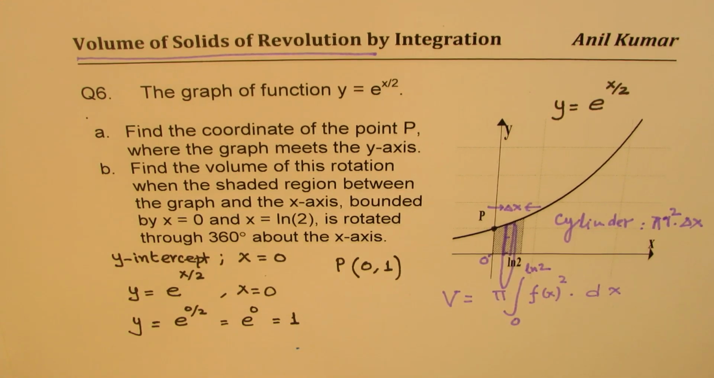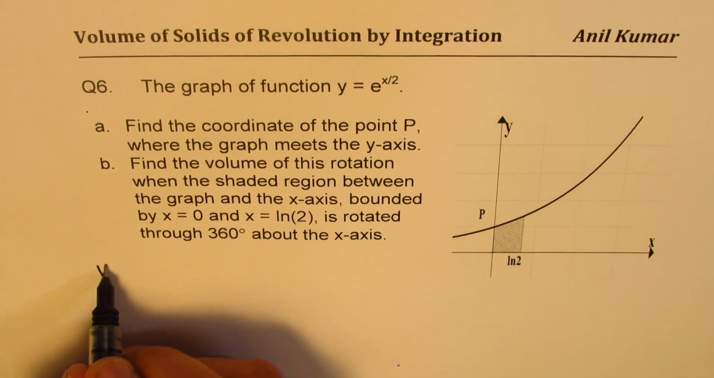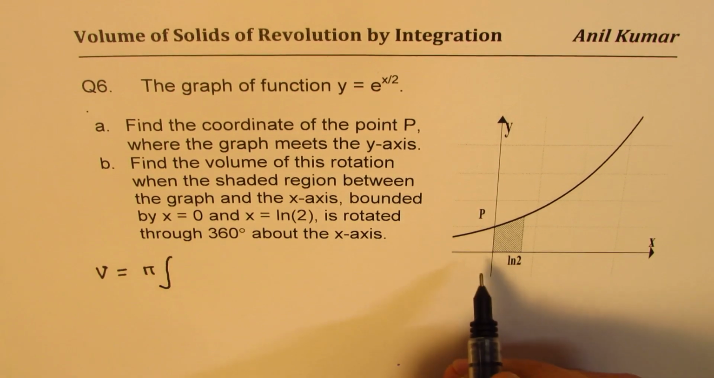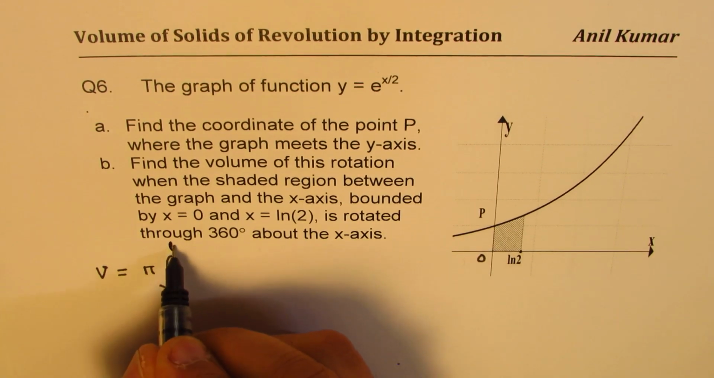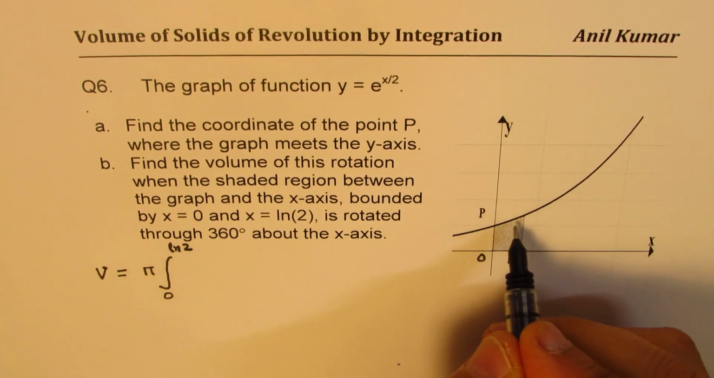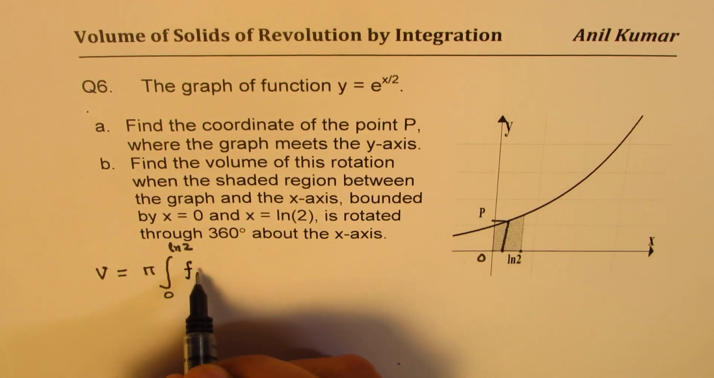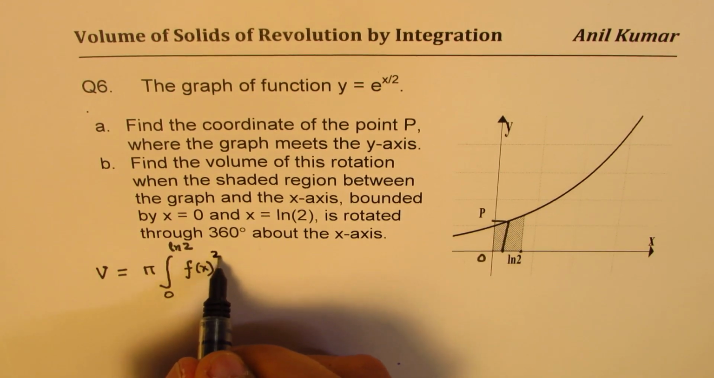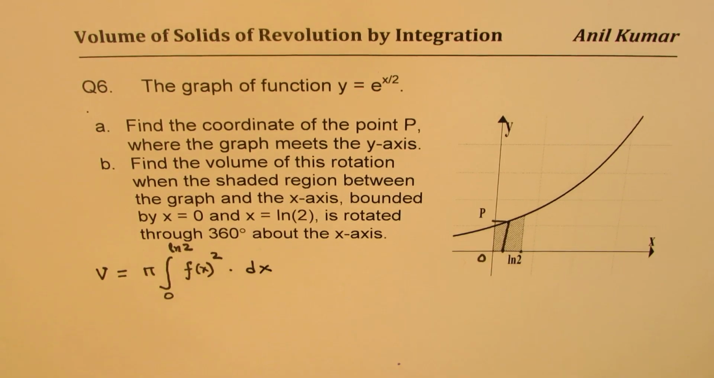I'll do it on a fresh page. Okay, so the volume for this will be equal to pi times the integral from 0 to ln 2. The height at any point will be given by the value of the function f of x, which becomes the radius of the cylinder, right? So pi r square times delta x, which is dx. Okay, so that's how you get your volume.